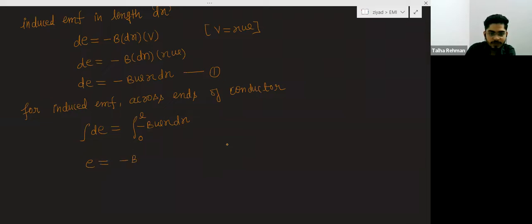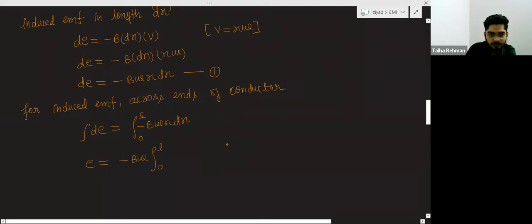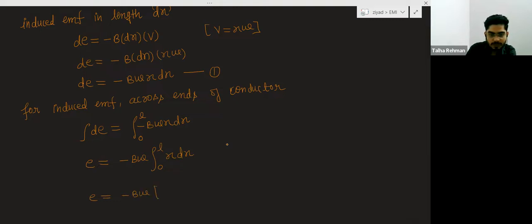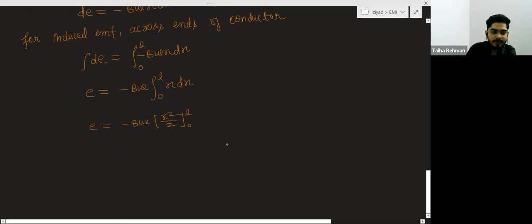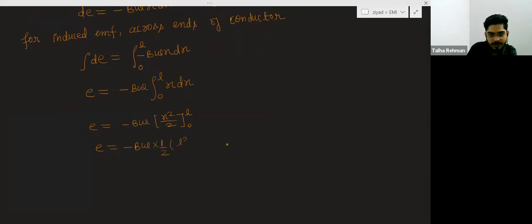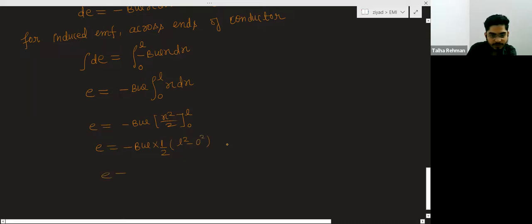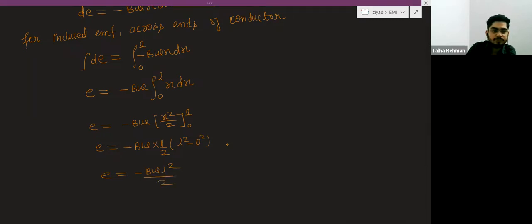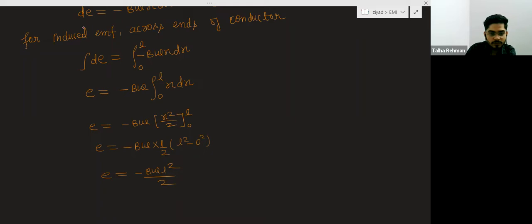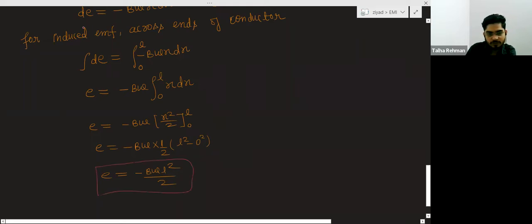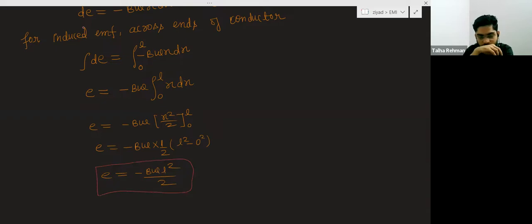So you will take minus B omega out of the integration, and this will be the integral from 0 to L of x into dx. The integration of x dx will be x square divided by 2, and you will apply the limit here. This will become minus B omega into 1 by 2 into L square minus 0 square. So the EMF induced in the wire will be minus B omega L square divided by 2. This is your induced EMF in the rotating wire.